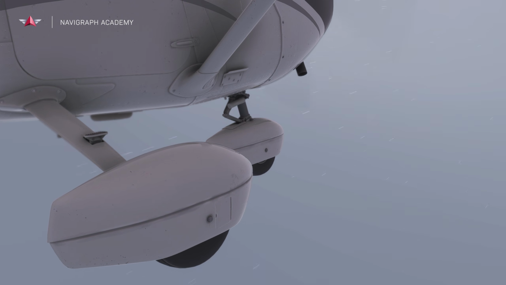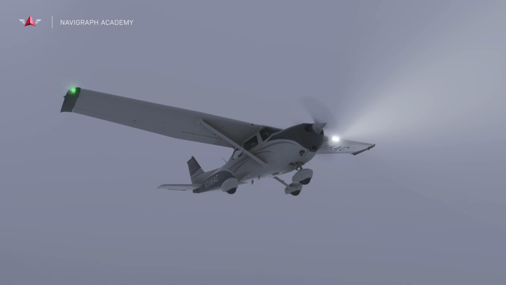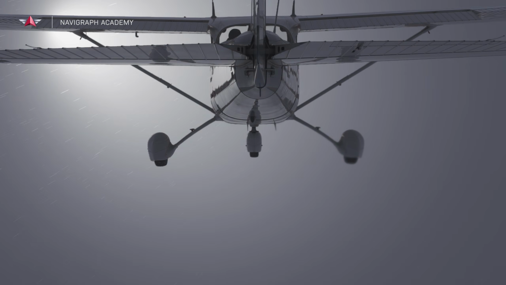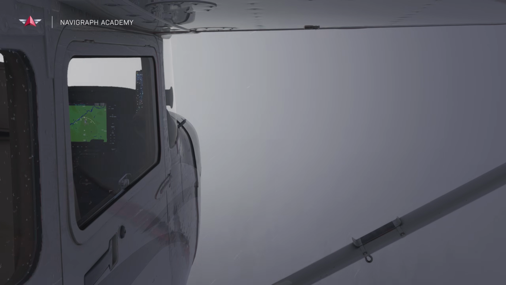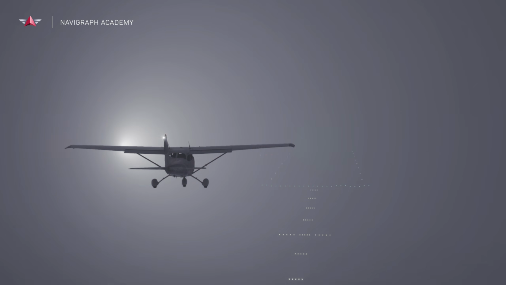Flying without external references is one of the most thrilling challenges that a pilot can take on. You'll gain the skills needed to master true instrument-only flight. Few moments compare to the thrill of breaking through dense clouds and watching the runway lights appear before you. Let's get started.